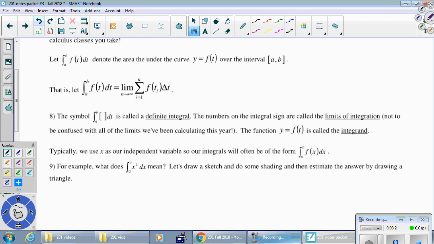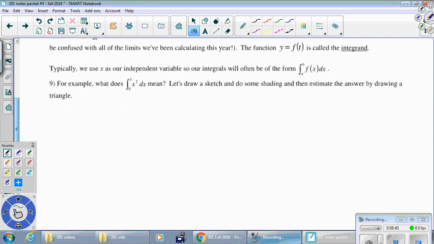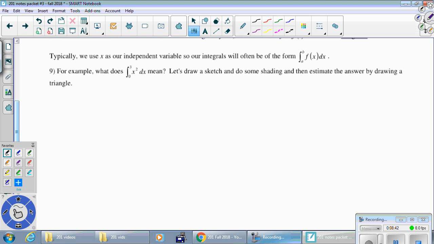Typically, we use x as our independent variable, so our integrals will often be of the form, and I'll read this out loud now, integral from a to b of f of x dx. Again, integral from a to b of f of x dx. For example, what does the integral from 0 to 3 of x squared dx mean? Let's draw a sketch and do some shading and then estimate the answer by drawing a triangle.